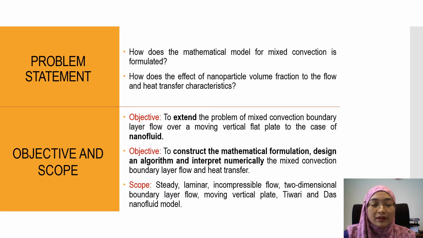We have the objective to extend the problem of mixed convection boundary layer flow over a moving vertical plate to the case of nanofluid. The second objective is to construct the mathematical formulation, design an algorithm, and interpret numerically the mixed convection boundary layer flow and heat transfer. The scopes consider steady laminar incompressible flow, two-dimensional boundary layer flow, moving vertical plate theory, and the nanofluid model.